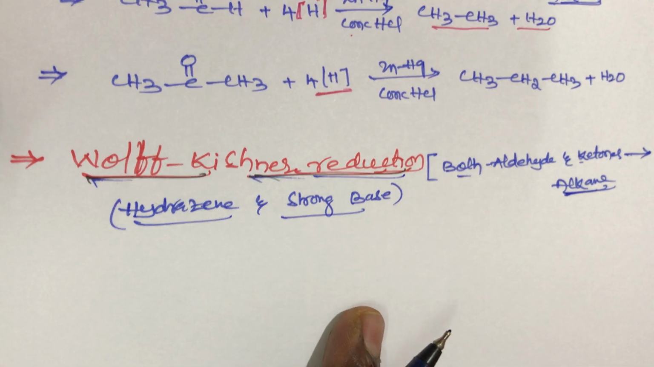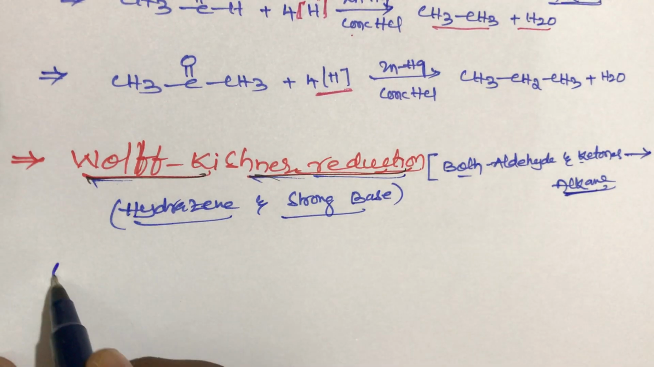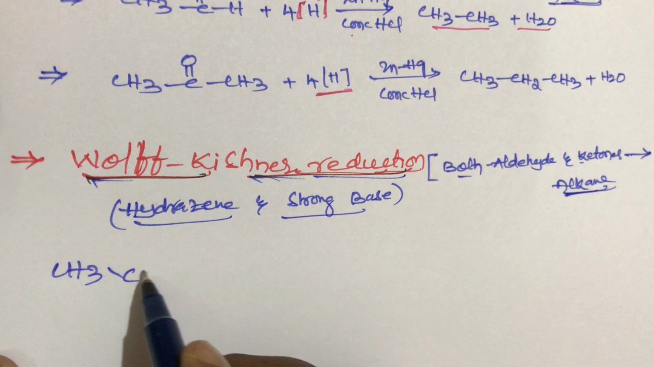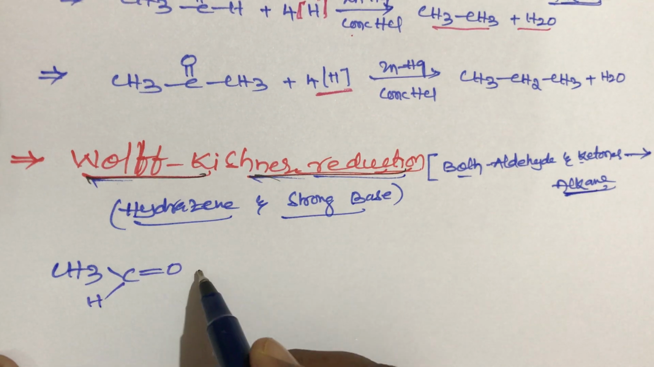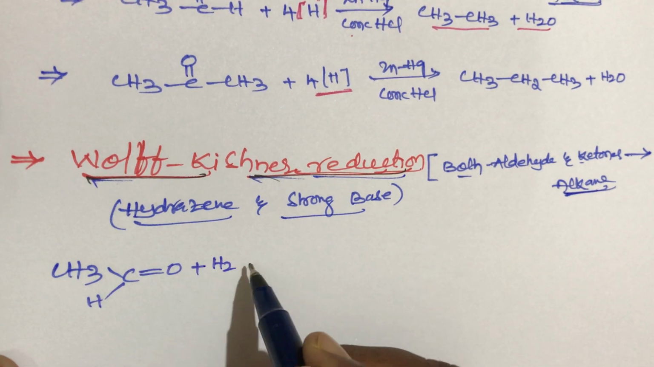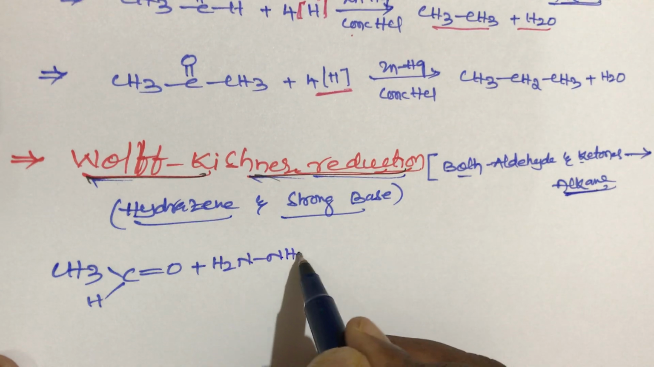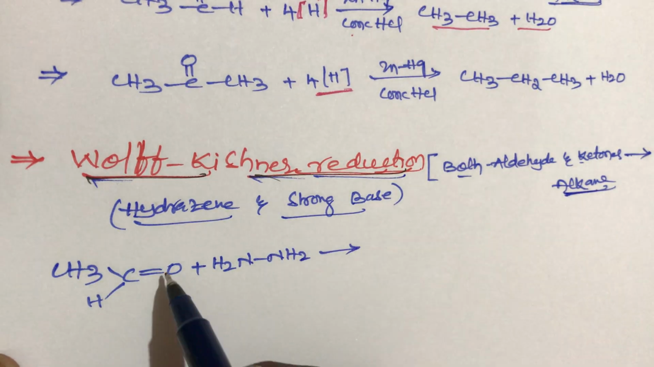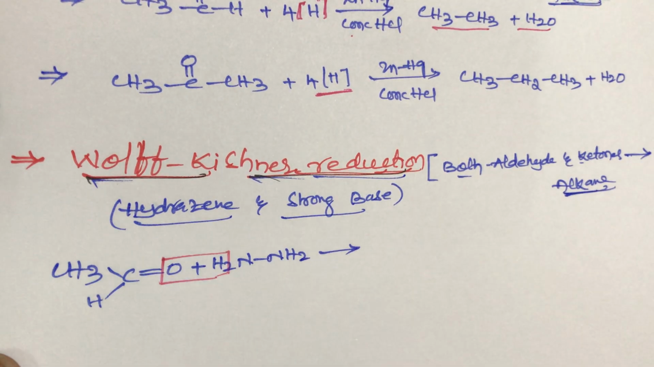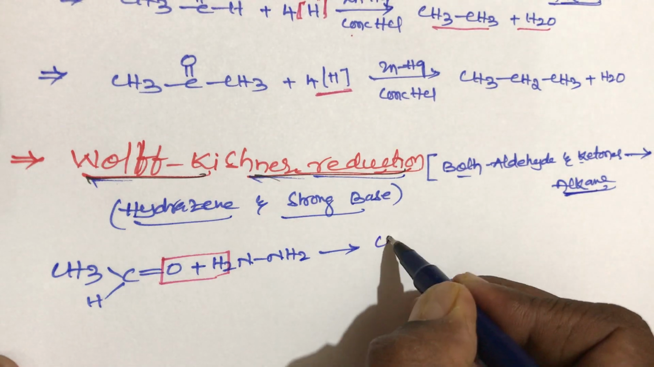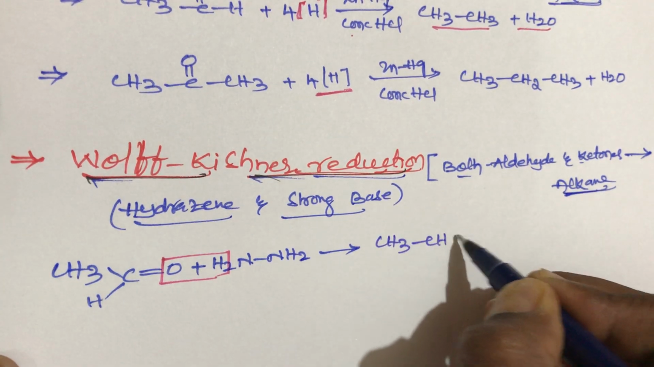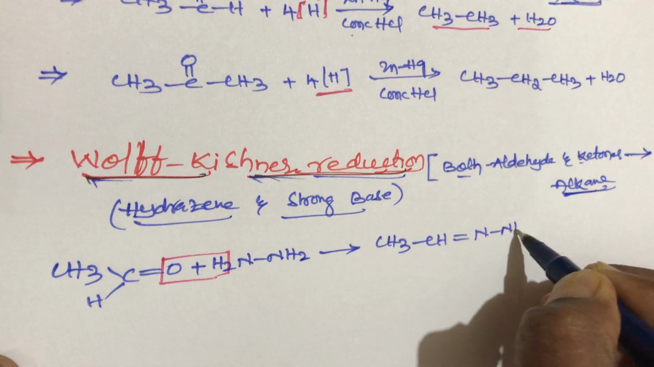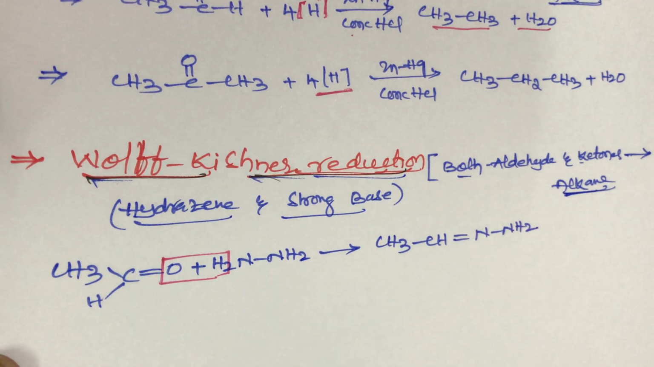Now take the example for aldehyde. When acetaldehyde, CH3CHO, reacts with hydrazine, NH2-NH2, what happens in this step, student? Water is eliminated. So what is the product in this reaction? The product is CH3CH=NNH2, that is acetaldehyde hydrazone.